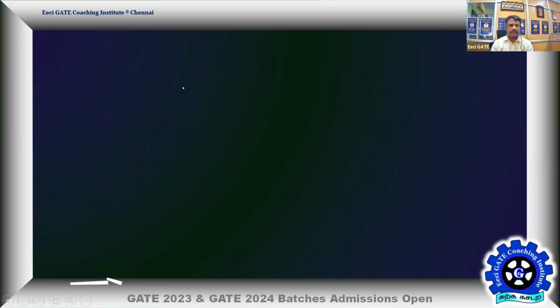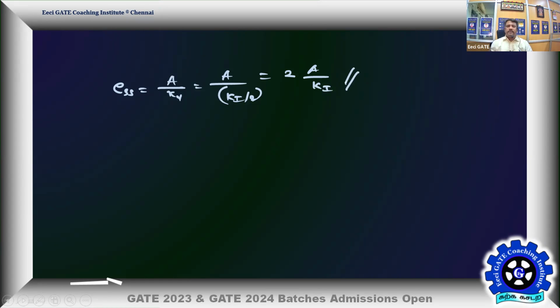So then let me continue. So ESS is equal to A by KV, and KV determined. What is the KV we have determined? It is A divided by KI by 2. So slope of ramp is not mentioned. Let me take it as it is. It is going to become 2 times A by KI. That's your steady state error as a function of integral gain. Okay. So this is what we get as a steady state error.